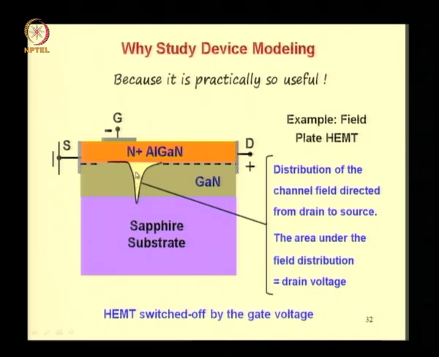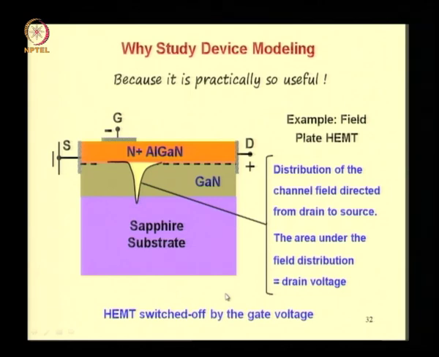The way to reduce the peak is to spread the field over a wider distance. Since the area under the field distribution is the applied voltage, for the same voltage, or for the same area, if the base of this triangular-like region is wide, the height, which is the peak, will reduce.